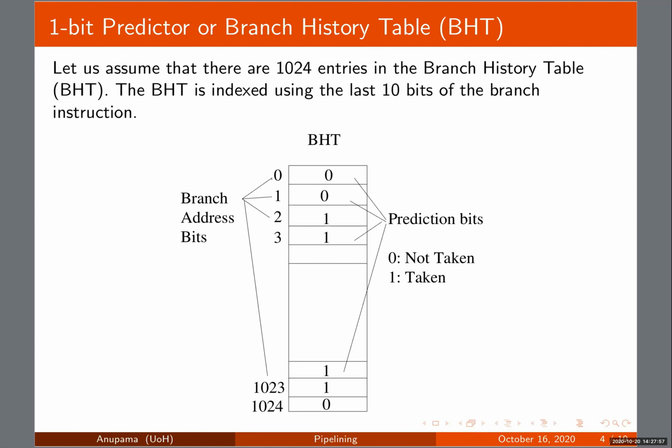So this 1-bit predictor is also called a branch history table, right? What does it contain? It's a table which consists of zeros and ones, where 0 means that the branch is not taken, and 1 means that the branch is taken. And the table is indexed using the branch address.